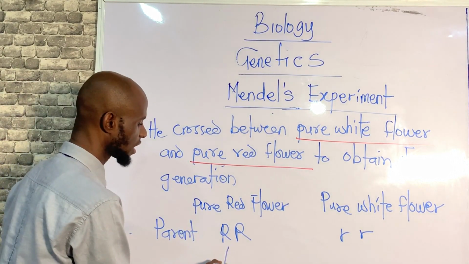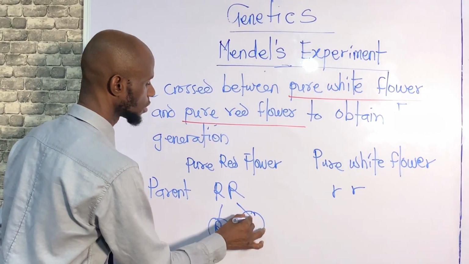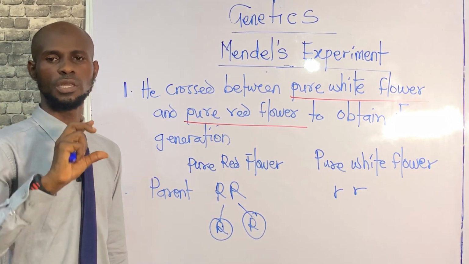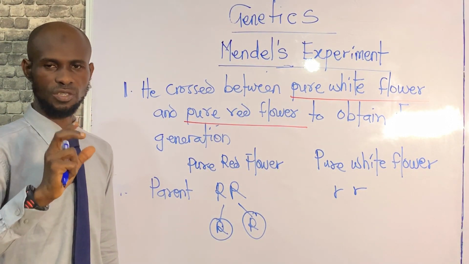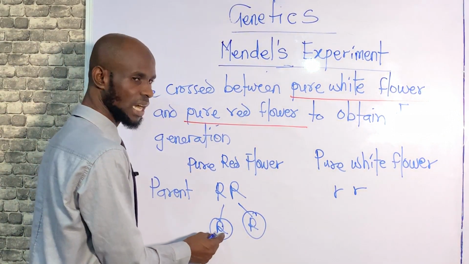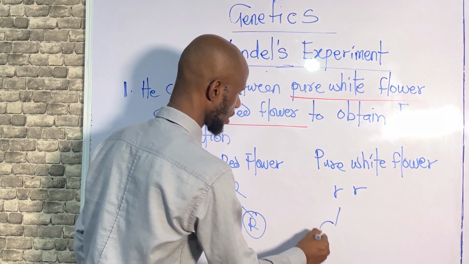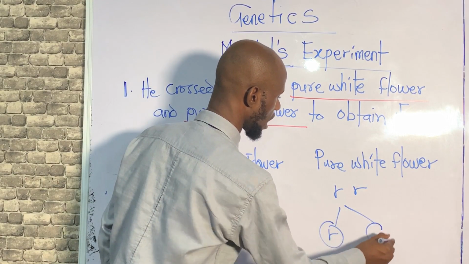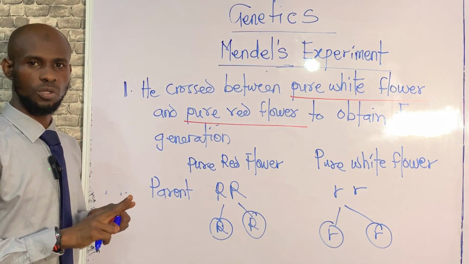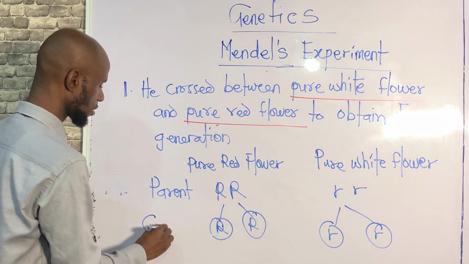Perfect. So they are going to enter into the gamete, which is what we're going to discuss when we talk about the law of genetics, or the Mendelian law of genetics. Big R enters into its own separate gamete. Then small r, small r, has to enter into gametes for it to combine. So we have the gametes now.